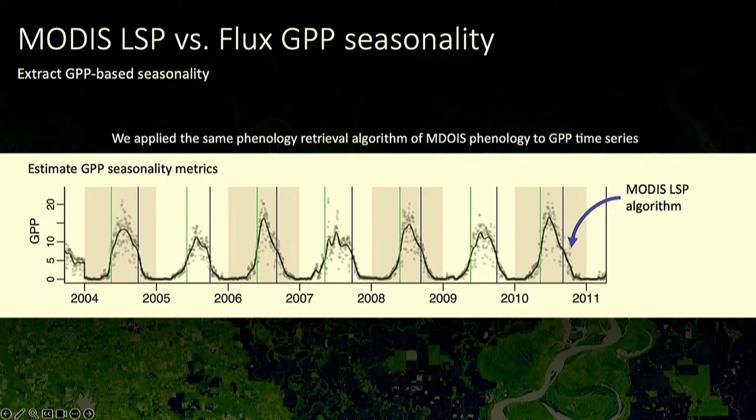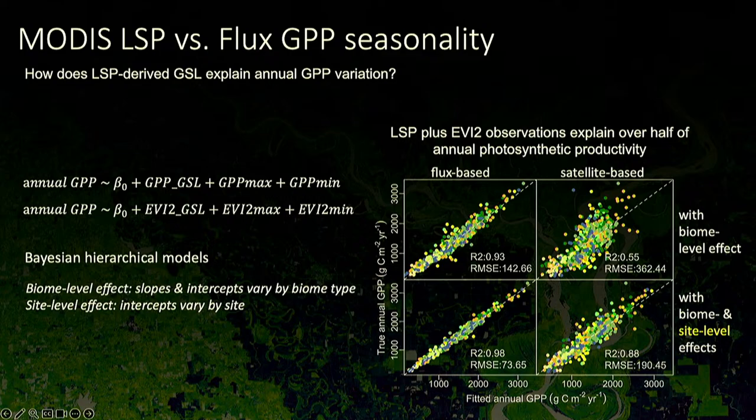Once we observe that, we want a model, and it's a pretty simple model, linear regression. The y-axis is annual GPP, and you have greenness, growing season length, maximum, minimum as the predictors. I would say this model is very intuitive. Think about it, you're measuring the area under this curve using the maximum and the growing season length, or the width of this curve. So of course this model will work, but that's geometry, right? We want to know, can we substitute these variables using satellite-based predictors?